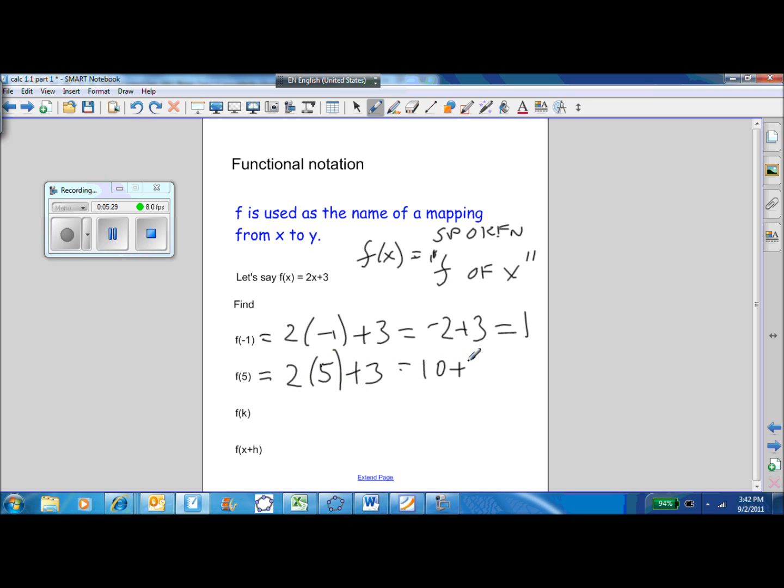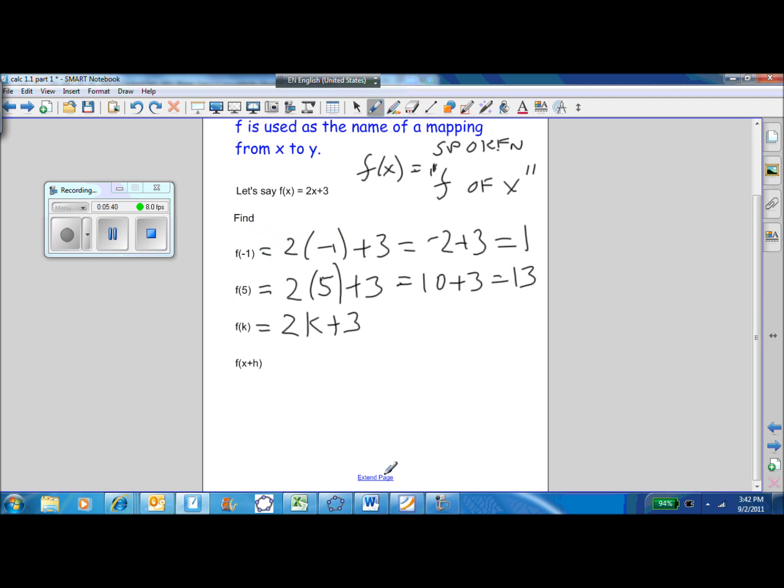10 plus 3. It's 13. F of k. Well, wherever you see an x, we put a k. 2k plus 3. We're done. You get an expression for an answer.